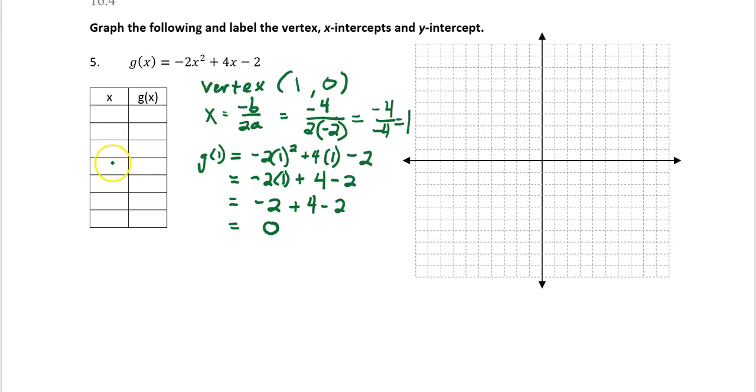My vertex, I'm going to put in the middle of my table, is 1, 0. And while I'm at it, I'm going to go ahead and put that point on my graph.